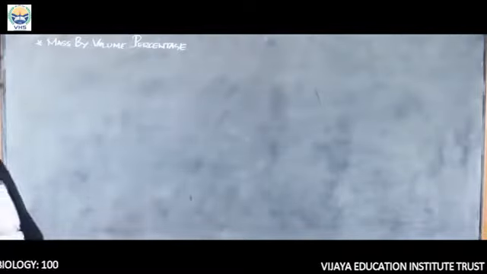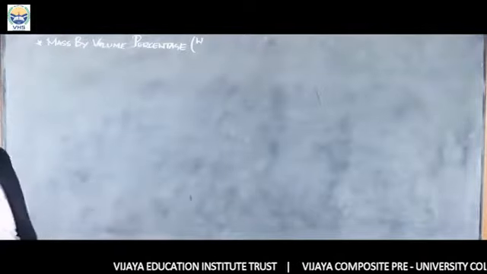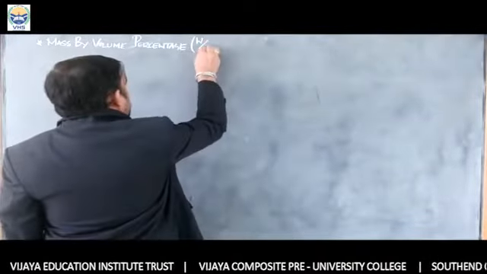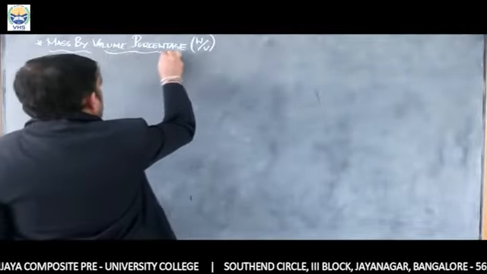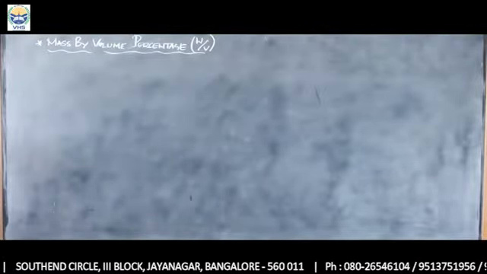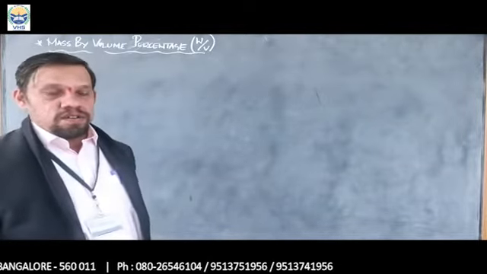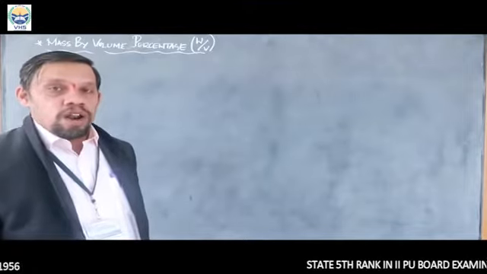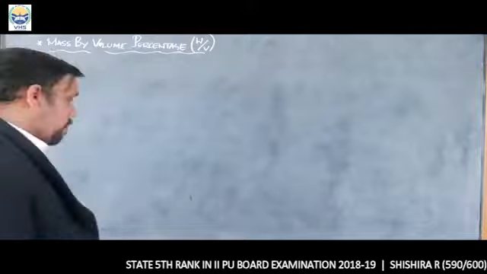So mass, how do we represent? We represent mass by W. How do we represent volume? We represent volume by V. You can represent it this way also. Mass by volume percentage. So now, how do you define mass by volume percentage? Mass by volume percentage is defined as the ratio of the mass of the solute divided by the volume of the solvent multiplied by 100. Okay?